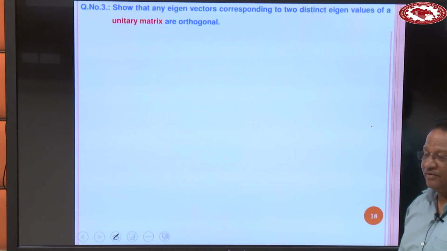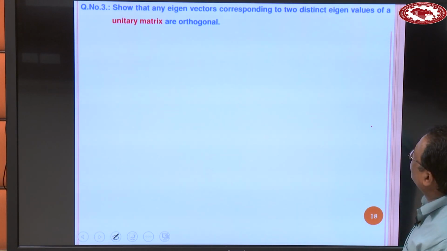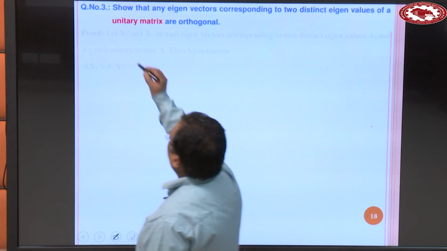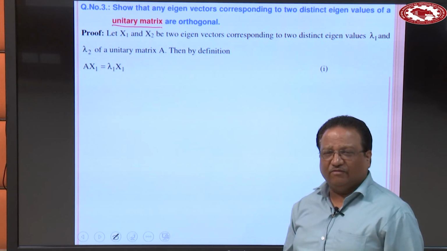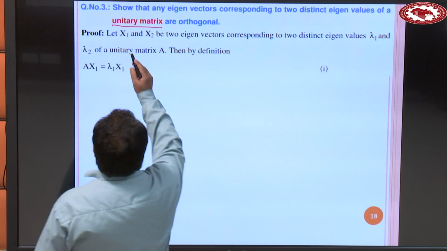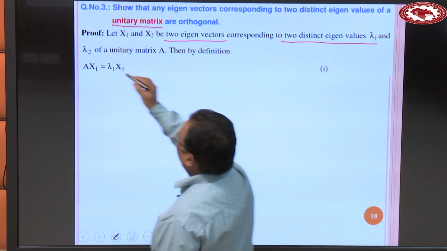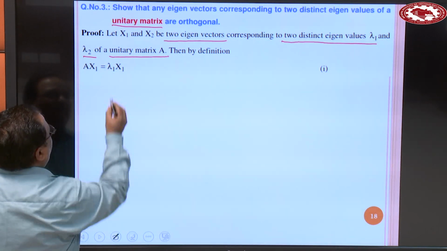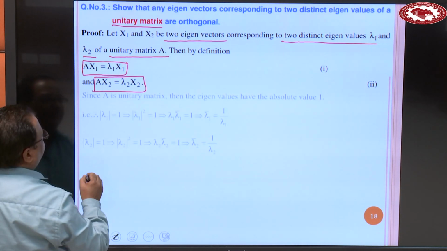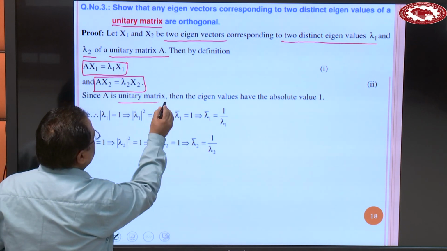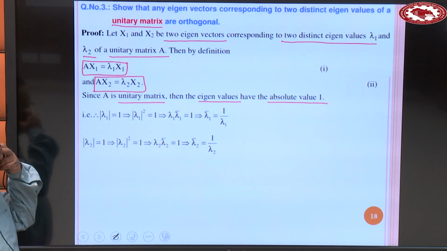Now last question, okay? Show that any eigenvectors corresponding to two distinct eigenvalues of a unitary matrix are orthogonal, clear? So again we follow the same process, okay? So let x1 and x2 be two eigenvectors corresponding to two eigenvalues lambda 1 and lambda 2 of a unitary matrix A, then by definition first result, second result, okay? And since A is a unitary matrix, the eigenvalues have absolute value 1. This statement is given, okay?